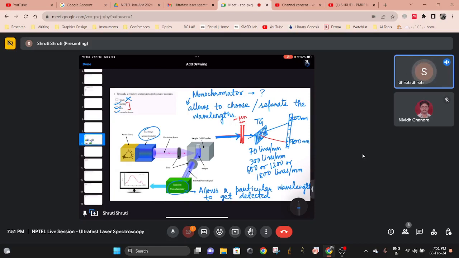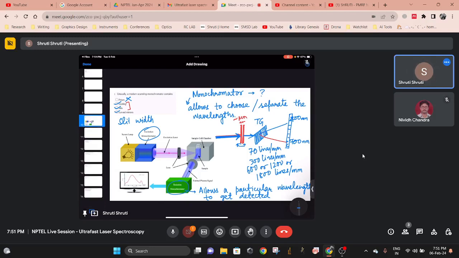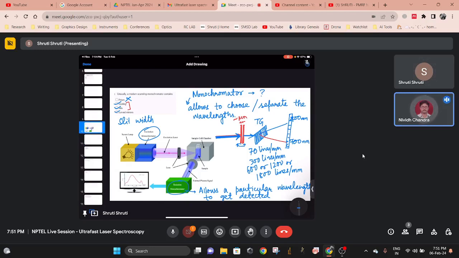So you can change the slit width. The slit width is the parameter which we adjust via the software. The slit width also has a role in the wavelength resolution. If the slit width is very large, the separation of the wavelengths will not be fine enough.